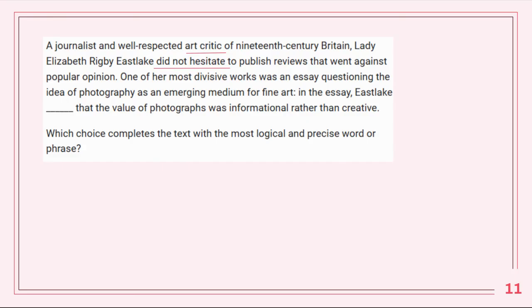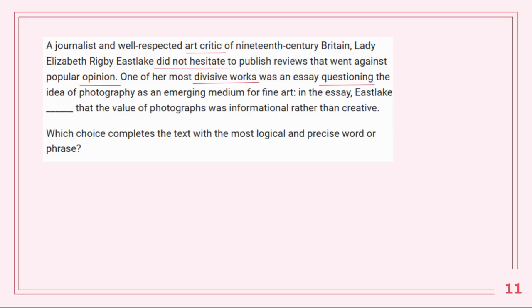So she was really proud, really bold in her critiques, bold about her opinions. Again, we're talking about opinions. You're going to see why I'm highlighting the word opinions over and over again. One of her works, about these photographs being informational rather than creative, was very divisive. Whatever opinion she had, some people maybe agreed and some were really against her views. So her opinion divided a lot of people.